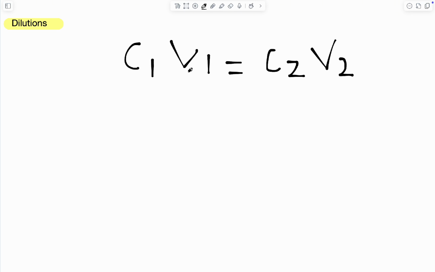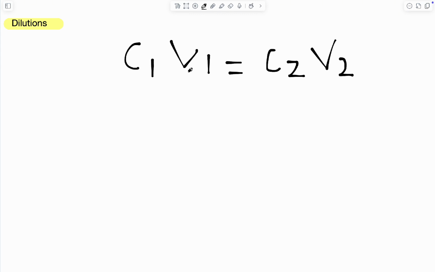A lot of the time in questions, people say, well, how do I know which one to label C1 and which one to label V1? Can I just put any? You just have to read the question really well. I always think, C1 and V1 is what you have, and C2 and V2 a lot of the time is what you're going to make or the pharmacist wants to prepare. So that's how I distinguish between the two.